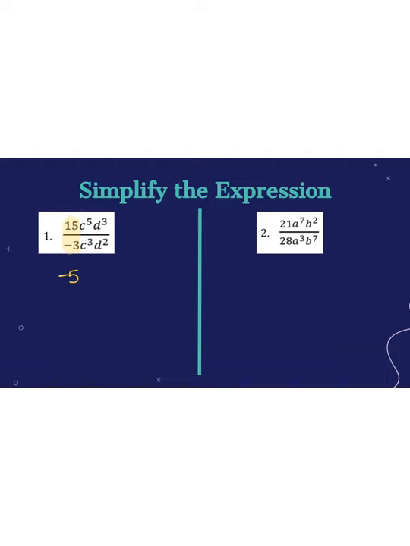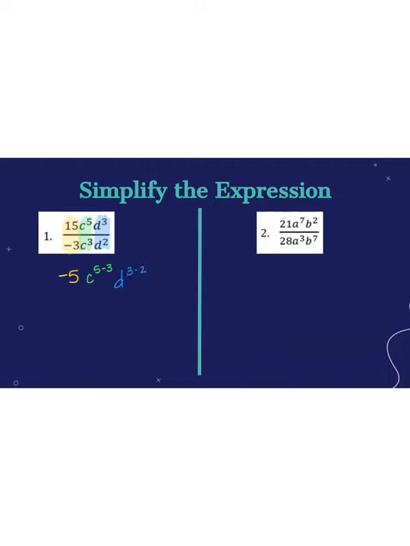Okay, then I'm going to move on to my first letter, and my first letter is a C, and I have C to the 5th divided by C to the 3rd, and remember when we divide those powers, we're actually subtracting them. So I'm going to say C to the 5th minus that 3rd. Okay, and then I have one more letter, which is my D. I have D to the 3rd divided by D to the 2nd. So I'm going to throw my D in there and my 3 minus 2.